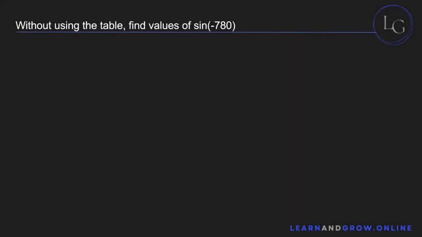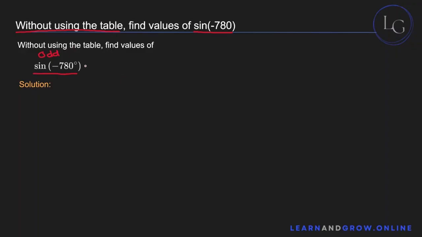Now, let's find the value of sine negative 780 without using the table or the calculator. Now, this is a big number. So the first thing that you must remember is that the sine function is an odd function, right? So an odd function means that basically sine negative alpha can be written down as negative sine alpha, which means that sine negative 780 can be written down as negative sine 780. Okay, the first rule.